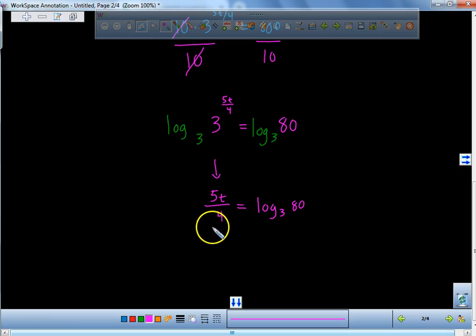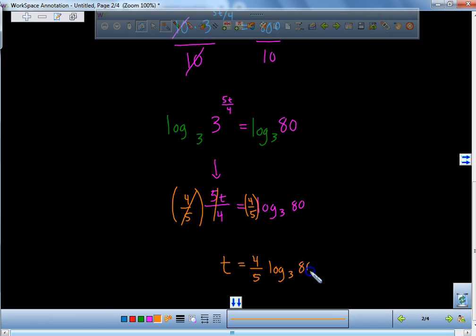Now, we're not going to divide both sides by 5 over 4. Whenever you guys have a fraction, what do I like to do? Multiply each side by the reciprocal. What's the reciprocal of 5 over 4? 4 over 5. These cancel each other out, and our final answer is t equals 4/5 times log base 3 of 80. Now this is the exact answer.